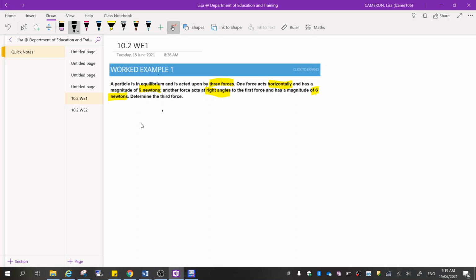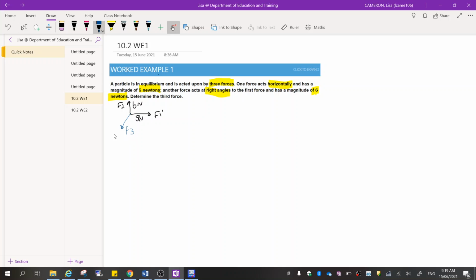One force acts horizontally. So I'm going to start by orientating this information on a diagram. One force acts horizontally and has a magnitude of 5 newtons. Now we're going to call this force 1. Another force acts at right angles to the first force and has a magnitude of 6 newtons. Now I'm going to call this force 2. We want to determine the third force, which is going to be acting somewhere down here.